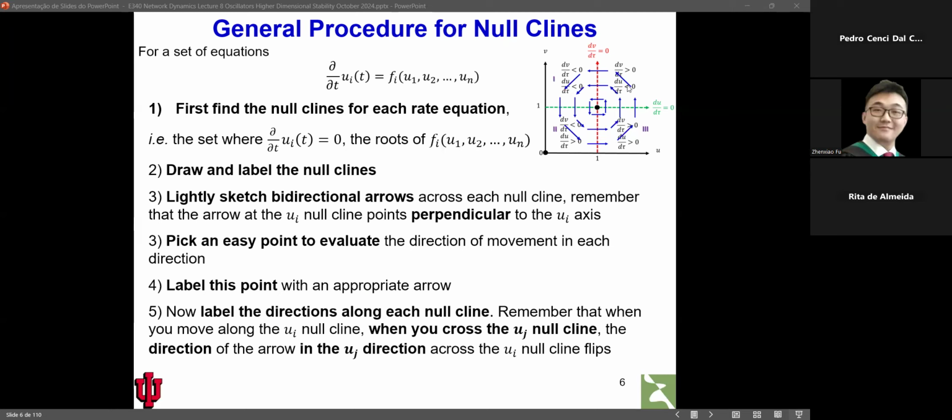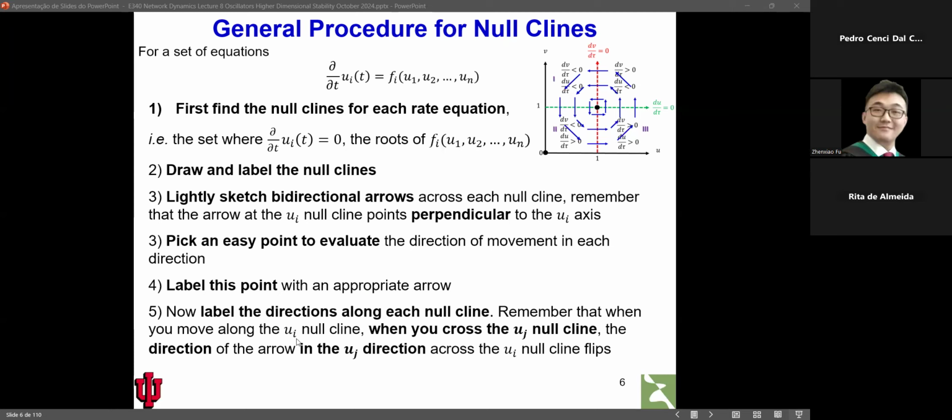Then you take an easy point here to discover if dV/dτ is greater or smaller than 0 for the two variables. And then you can see where the arrow is pointing. And you know that when you cross the V nullcline, the V component is going to change sign. It was going up, then it has to go down. And the same for the U component.